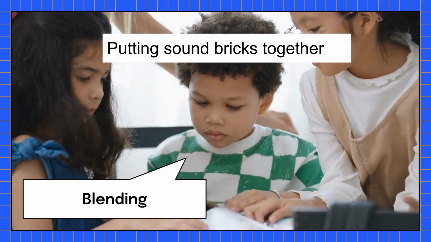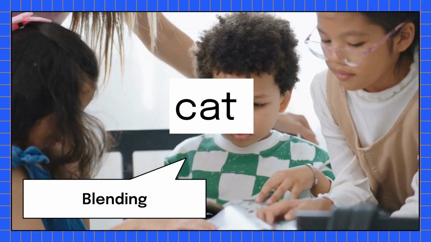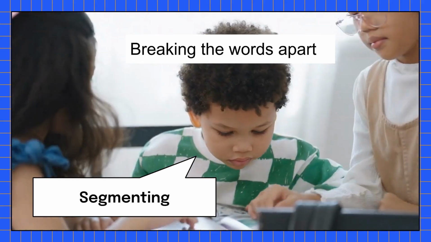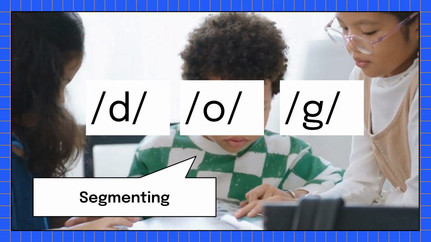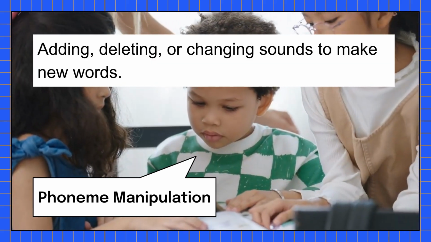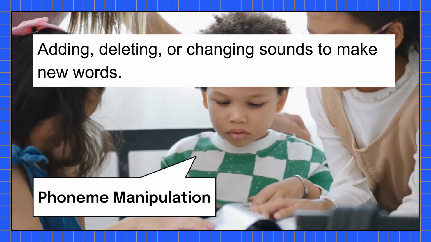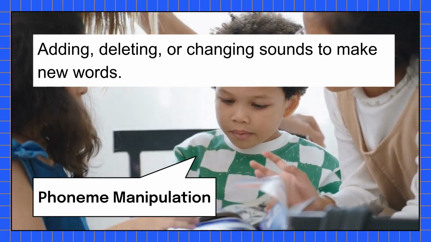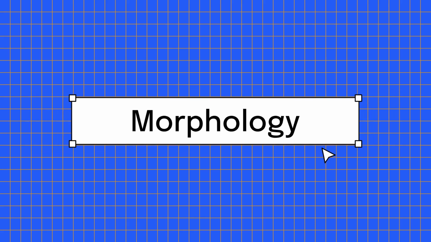Blending is putting those sound bricks together. C-A-T becomes cat. Segmenting is breaking them apart. Dog becomes D-O-G, and phoneme manipulation is being a sound master, adding, deleting, or changing sounds to make new words. This is a crucial pre-reading skill. Now, what happens when we give those sounds meaning?